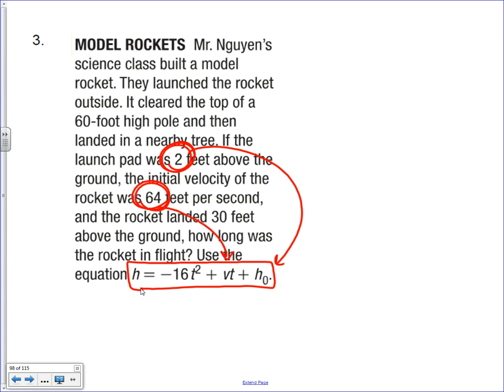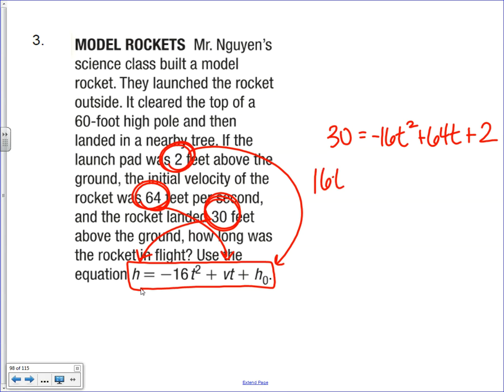Please notice I do not need the 60-foot high pole, okay? But I do need to know where it landed, because that would be the final height, and that would be this 30 feet going in there for h. So my equation is going to look something like this, if I plug all that stuff in.